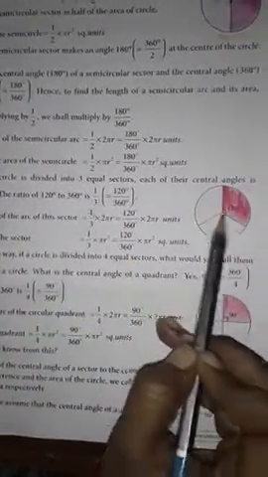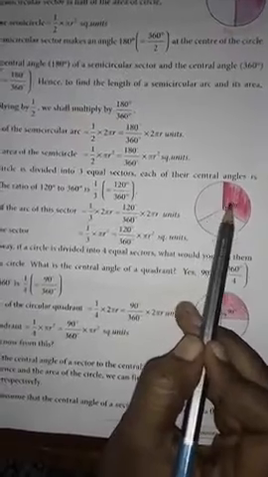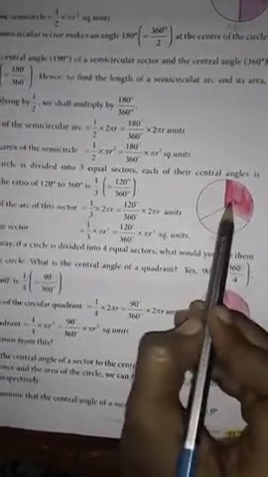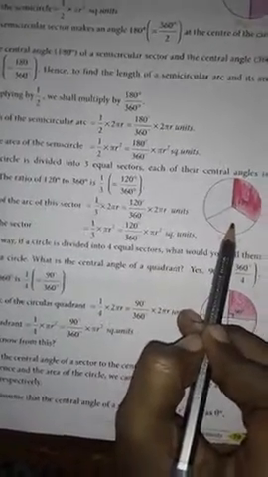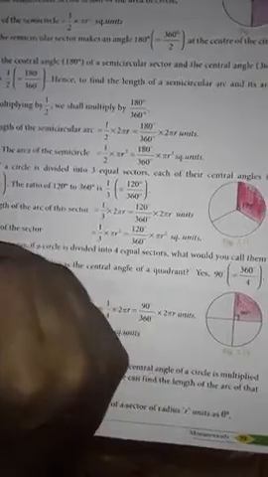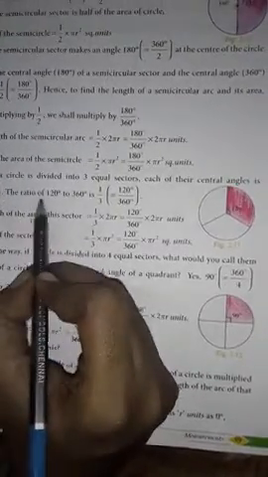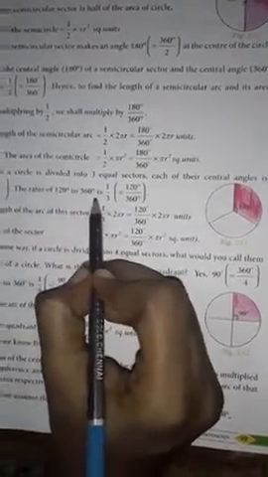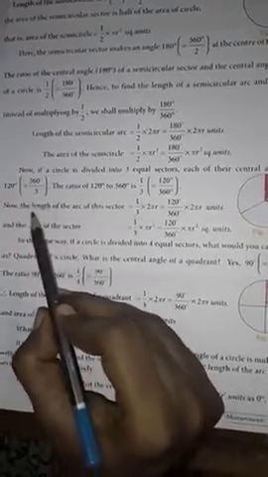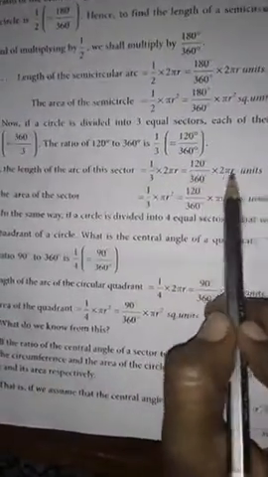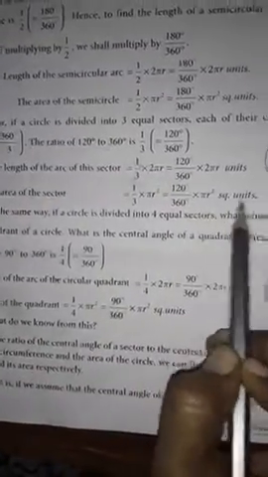Now, if a circle is divided into three equal sectors, then each central angle is 120 degrees. We know that the angle of a circle is 360 degrees. We are dividing into three sectors. Therefore, 360 by 3 we get 120 degrees. The ratio of 120 to 360 degrees is 1 by 3. Using this, we find the length of the arc and area of the sector. Length of the arc equals 120 by 360 into 2 pi r. Area of a sector equals 120 by 360 into pi r square units.